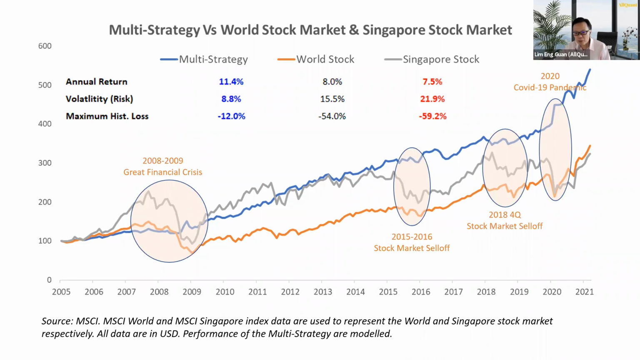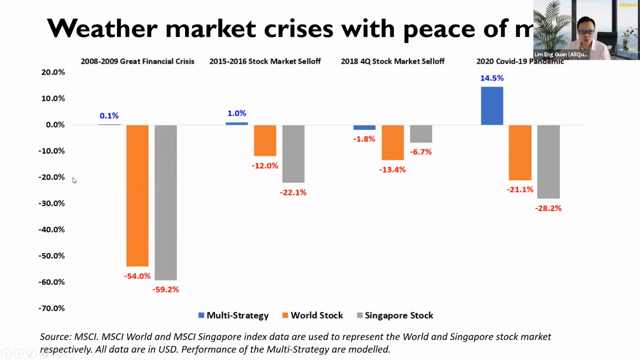Okay, and throughout all these periods, the multi-strategy portfolio actually performed relatively well. If you zoom into each of these periods, in the great financial crisis in 2008-2009, the multi-strategy actually emerges flat, while the stock market lost quite a huge amount of money. Then in the 2015 to 2016 sell-off, we're actually slightly up. And in the 2018 last quarter sell-off, we lost slightly, but overall we still do better than the stock markets. And finally, in 2020, during the COVID-19 pandemic sell-off, the multi-strategy actually made quite a fair bit of money.